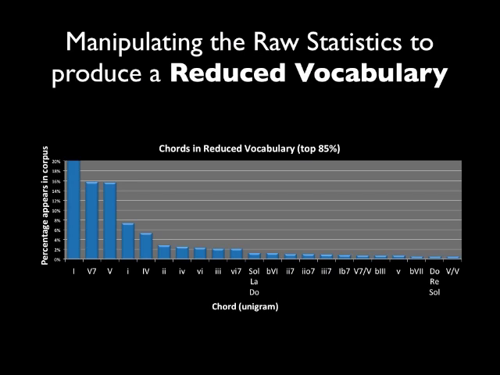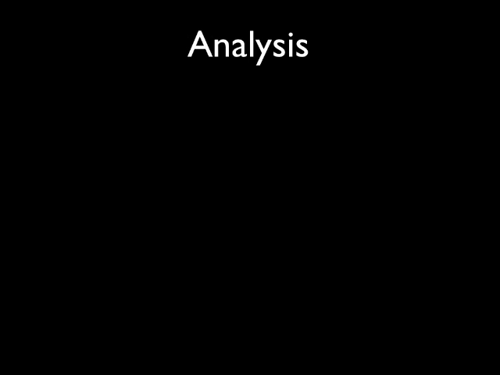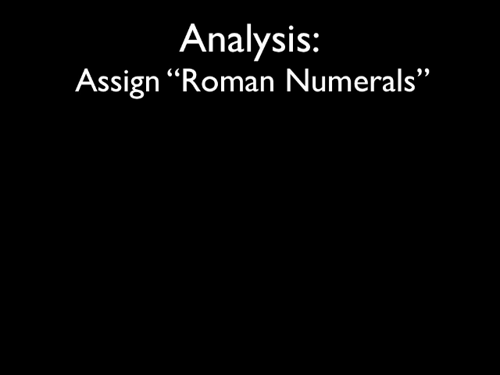And what probabilities am I using to judge these bigrams? I'm using the bigram probabilities within the raw statistics, within the Yale Classical Archives corpus. And once we run this process through the whole corpus, we end up with a reduced vocabulary that is far more like what we teach in textbooks. Now we can use this reduced vocabulary to perform analysis, basically assigning Roman numerals.